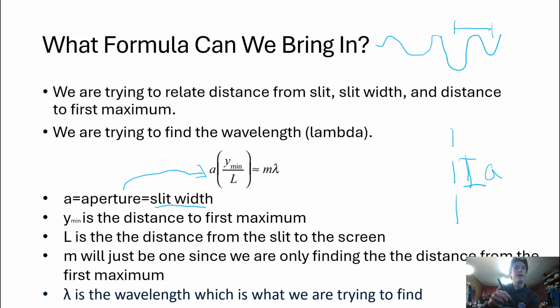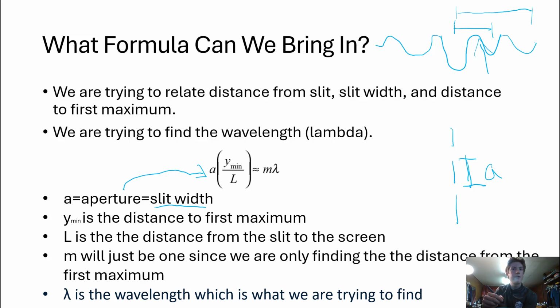And then the L is the distance from the slit to the screen. So how far is the board that we have, the whiteboard, going to be from the slit that we had? And then M will just be 1 since we are only finding the distance from the first maximum. Sometimes you could have an M of 2, but then you need to measure the distance of the next bright spot. Instead of finding this value of y min, you would need to find y min of the second one. So we'll only be using this one right here, since that's the y min we measured.